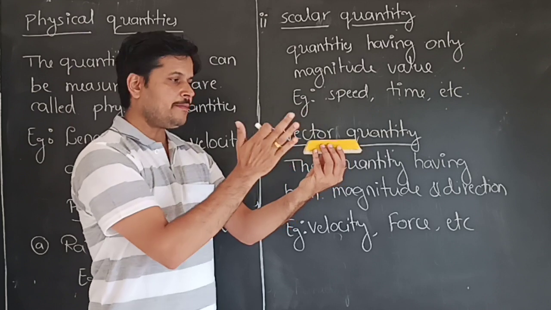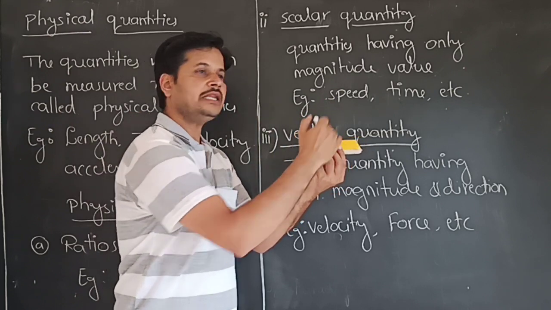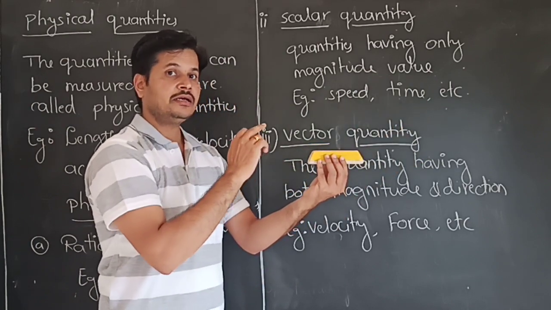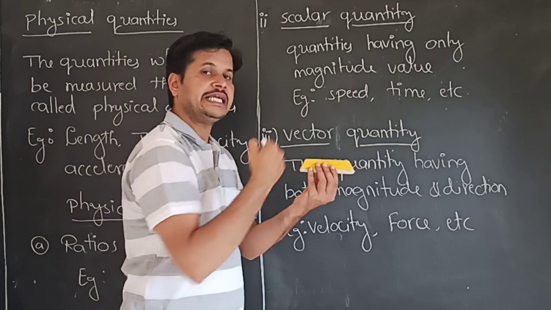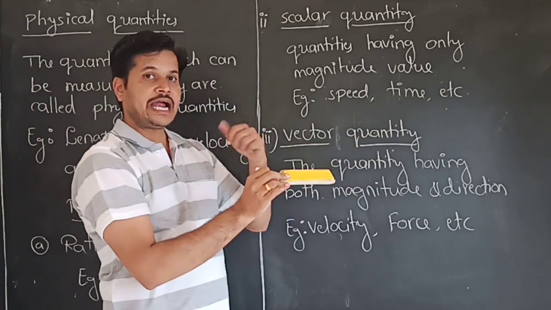When I apply the force on the duster at a particular distance, the object will get displaced. The force direction is the direction in which the object is displaced. This is what we call magnitude and direction.